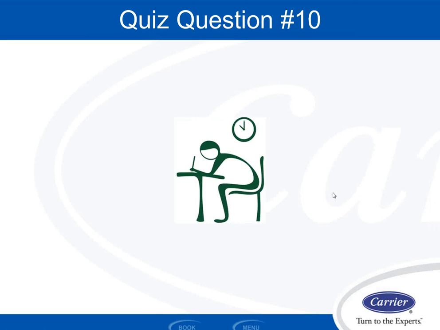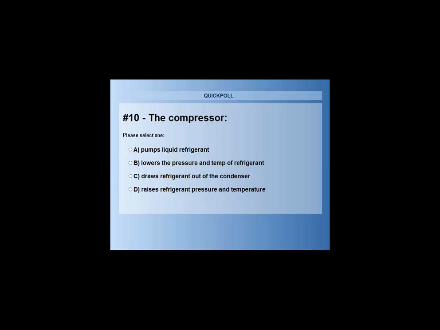All right, let's do quiz question number 10. Number 10 is, and read all the answers before you answer. The compressor: A, pumps liquid refrigerant. B, lowers the pressure and temperature of refrigerant. C, draws refrigerant out of the condenser. Or D, raises the refrigerant pressure and temperature. So what is his true job in life?